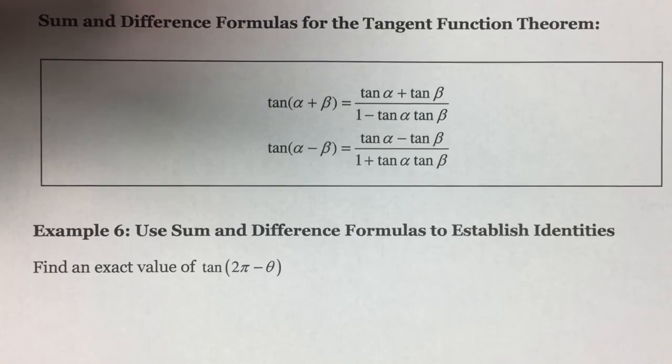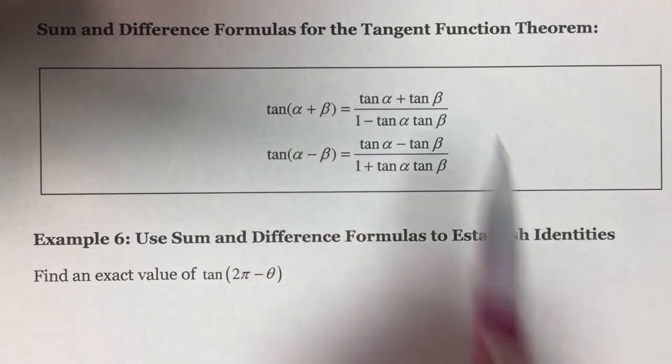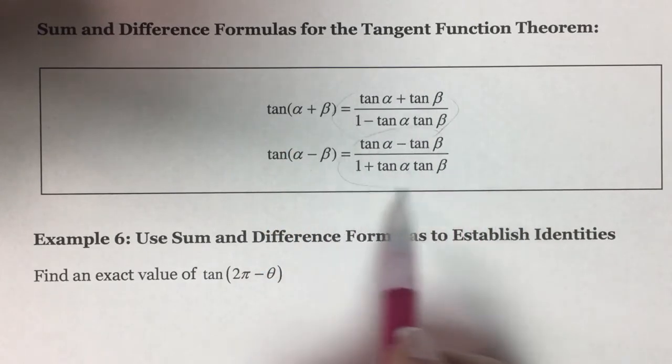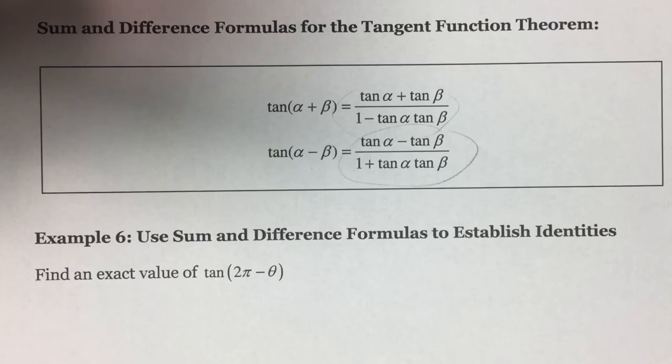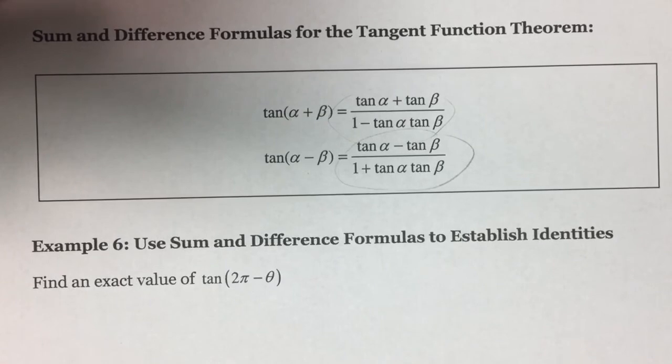Okay, so here are your two tangent identities. And again, you have alpha and beta. So see how these can get a little ugly. We've got just 2 examples to do here. So again, you don't have to memorize them. I would have given them to you anyway. But you have to know where to find them. That's the important thing.